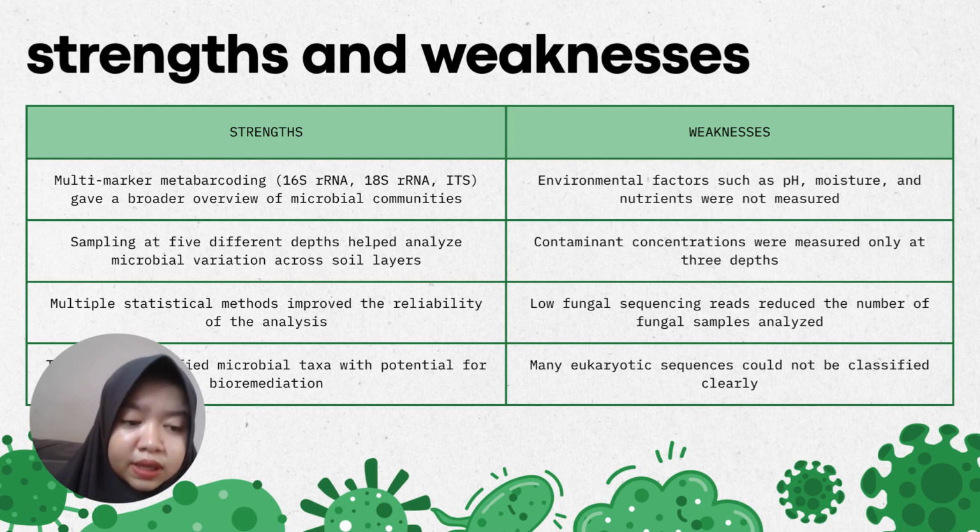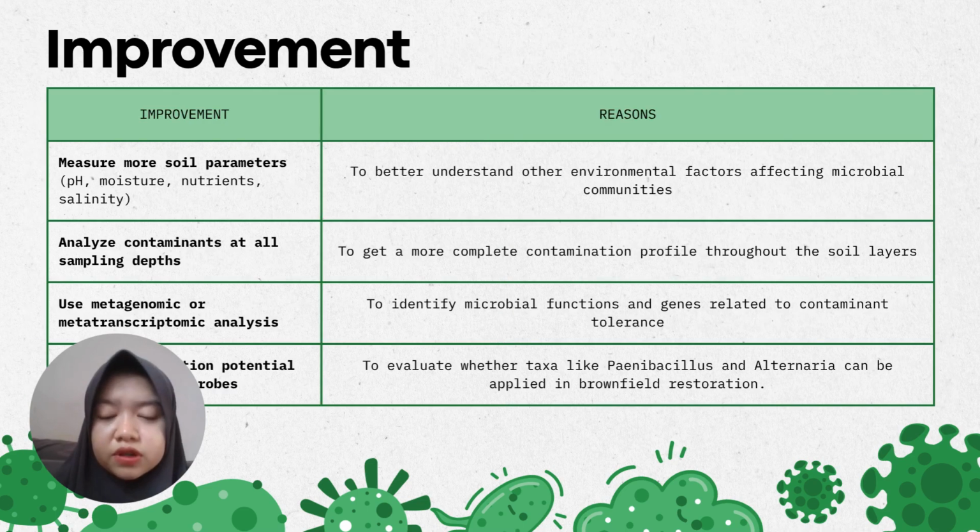Many eukaryotic sequences could not be classified clearly. For future improvement, include more soil parameters such as pH, moisture, and nutrients. Contaminants should also be measured at all depths. In addition, metagenomic analysis could provide more detailed information about microbial function and their potential for bioremediation.